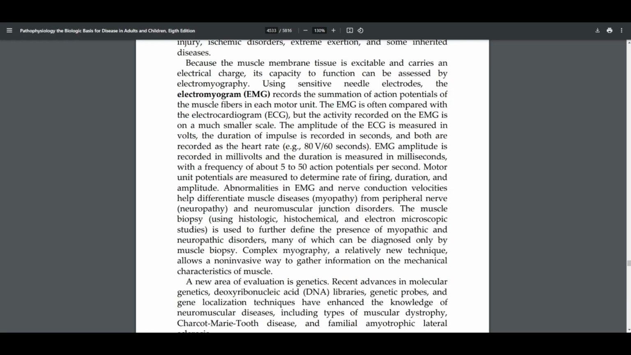The muscle biopsy is used to further define the presence of myopathic and neuropathic disorders, many of which can be diagnosed only by muscle biopsy. Complex myography, a relatively new technique, allows a non-invasive way to gather information on the mechanical characteristics of muscle.